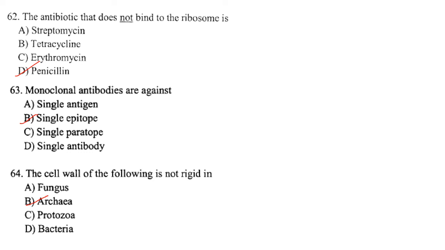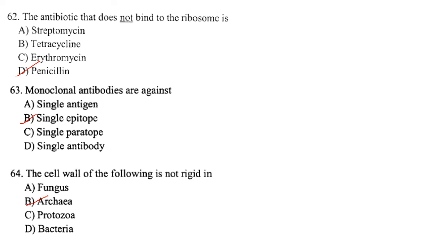So penicillin kills bacteria through binding of the beta-lactam ring to transpeptidase, inhibiting its cross-linking activity and preventing new cell wall formation. So it does not bind to ribosome. So answer is option D, that is penicillin. Then, monoclonal antibodies are against a single epitope. Answer is option B. The cell wall of which of the following is not rigid in?